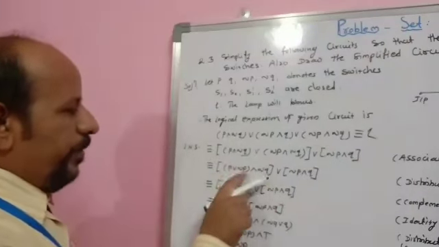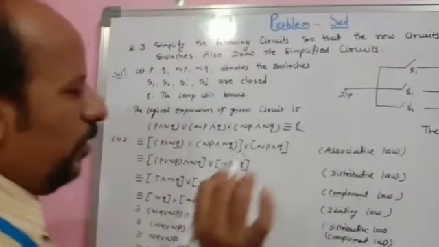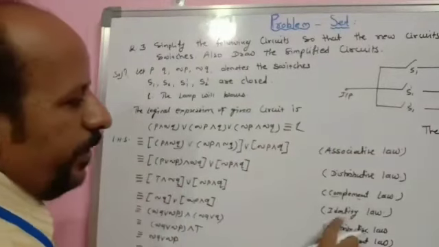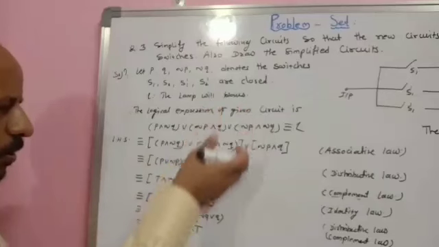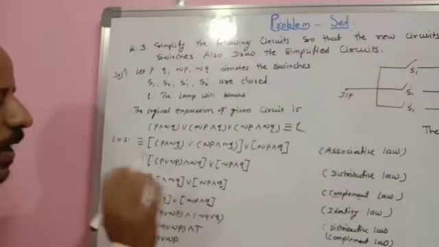P or negation P is nothing but T. It is the complement law. T and negation Q is negation Q. It is the identity law. The second bracket is the same. Therefore negation Q or negation P and Q.